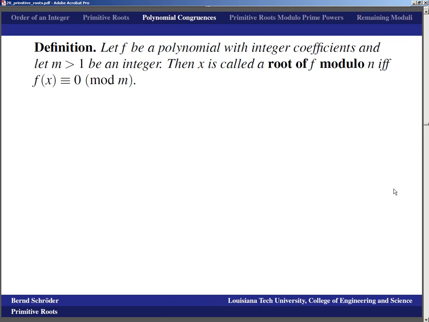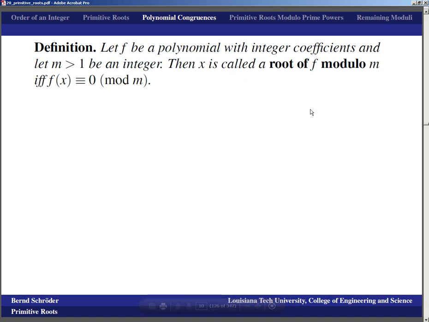Okay, now we're going to talk briefly about polynomial congruences, because, well, primitive roots are solutions of the polynomial congruence x to the phi of n equivalent to 1, right? And if we look at this a little bit more generally, then if we take a polynomial f with integer coefficients, and m greater than 1 being an integer, well, then x is called a root of f modulo m. That should be an m, not an n.